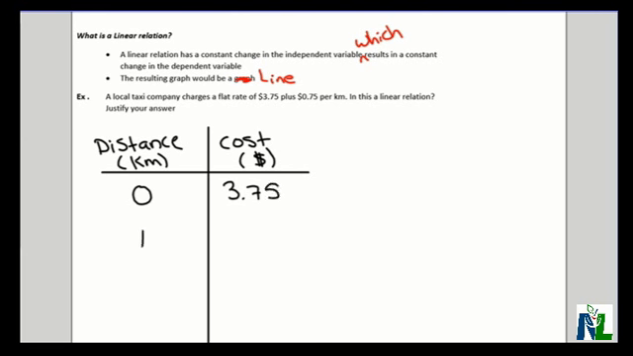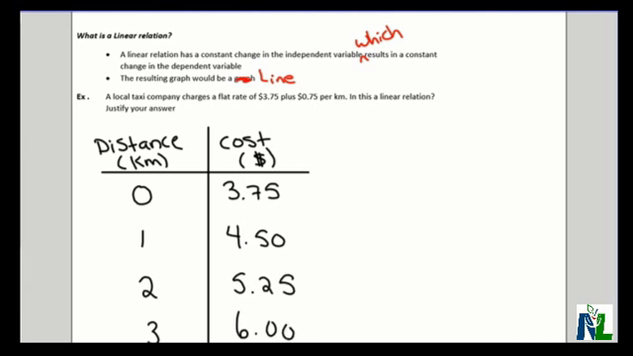$3.75. After we travel 1 kilometer, we add 75 cents to that. We are now paying $4.50. After 2 kilometers, we're then going to pay $5.25. 3 kilometers, we add on another 75 cents, and we get $6.